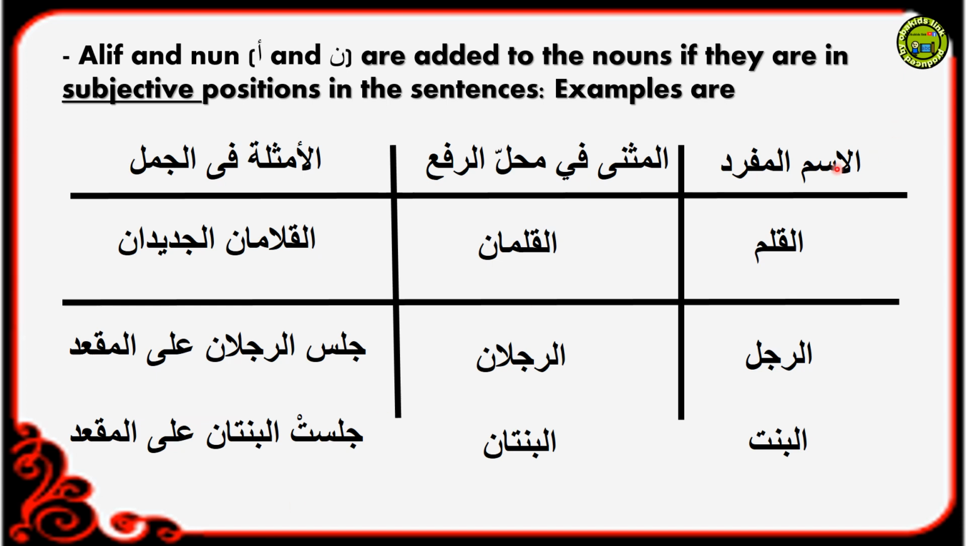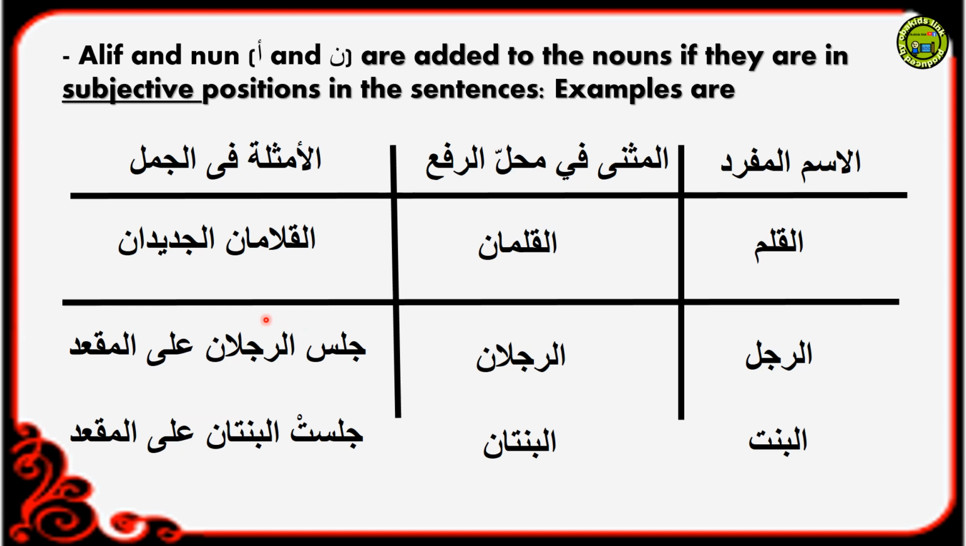Examples are: ismu al-mufrad, singular noun. Al-musanna fi mahalli rafa', dual in the position of dhamma, as if it were subject. Amthila fil jumla, the examples in sentences. Al-qalamu, the pen. Al-qalamani, the two pens. Al-qalamani jadidani, the two new pens. Al-rajulu, the man. Al-rajulani, the two men.